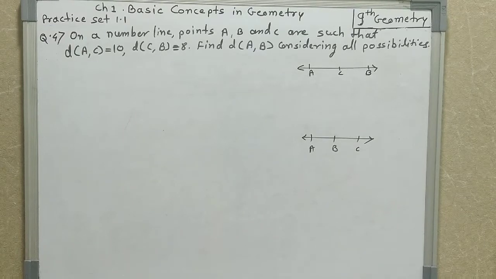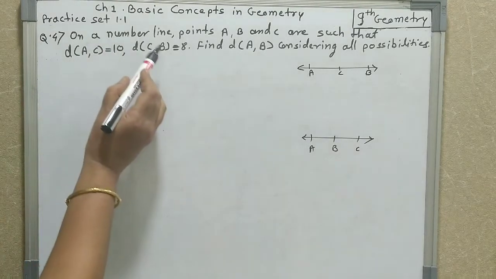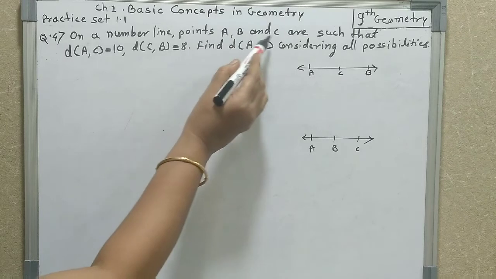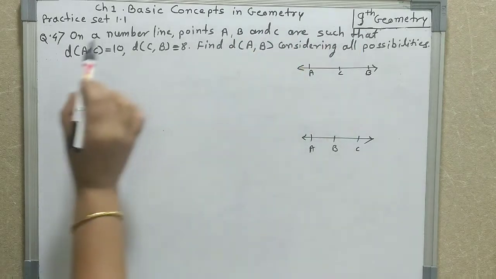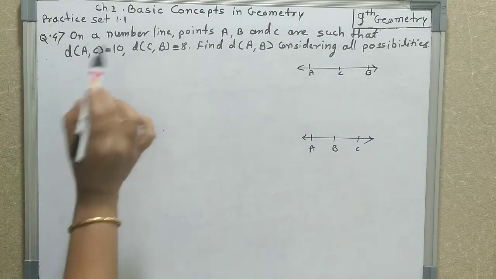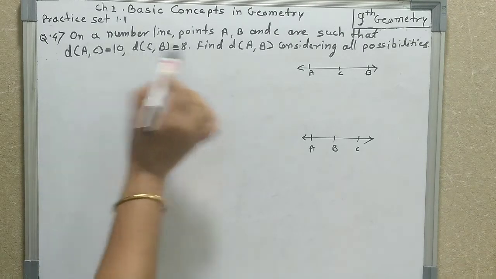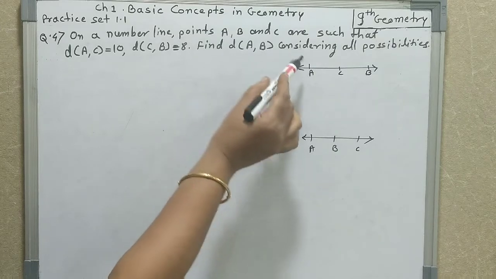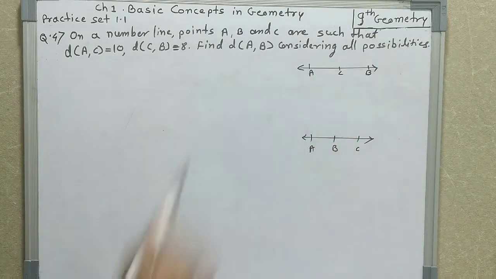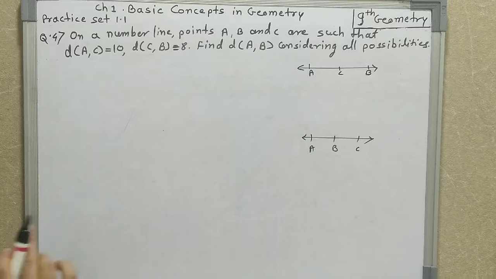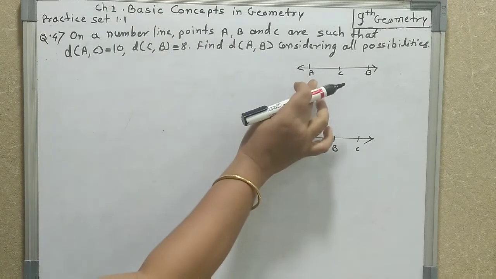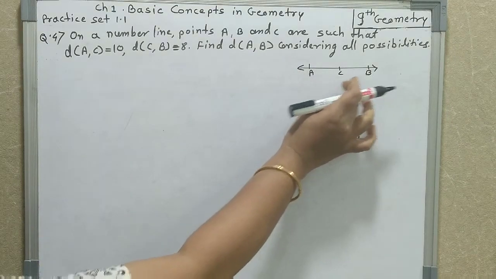Now we see question number 4. On a number line, points A, B and C are such that distance AC is equal to 10, distance CB is equal to 8, and find the distance AB considering all possibilities. Now in this example, we don't know the betweenness. So first we find out the betweenness. Now here are the two possibilities. See the first possibility: A, C, B.